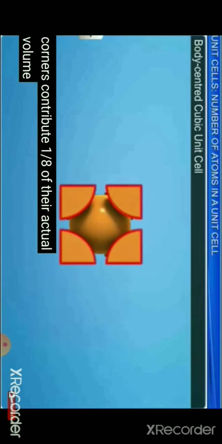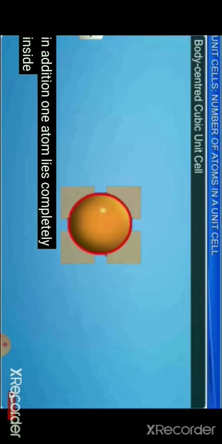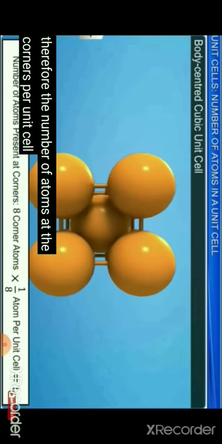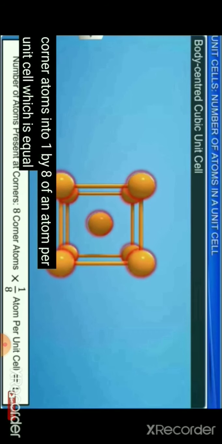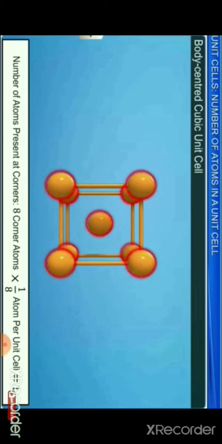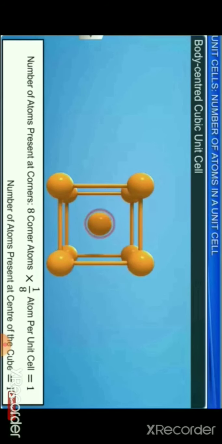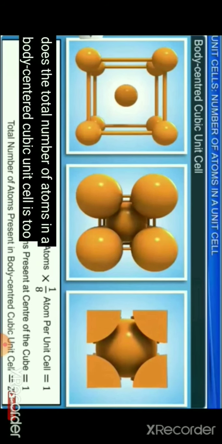It is clear that the 8 atoms at the corners contribute 1/8 of their actual volume each. In addition, one atom lies completely inside the cell. Therefore, the number of atoms at the corners per unit cell is equal to 8 corner atoms into 1/8 of an atom per unit cell, which is equal to 1. There is one atom at the center of the cube. Thus, the total number of atoms in a body-centered cubic unit cell is 2.